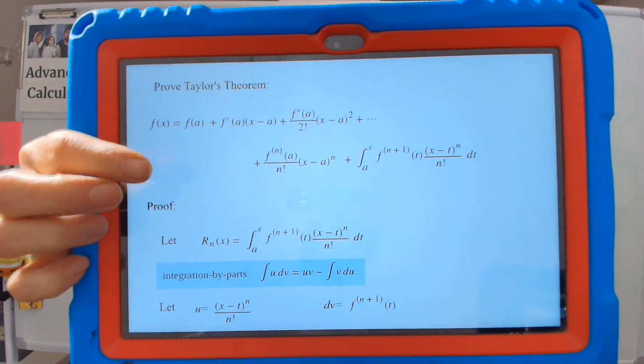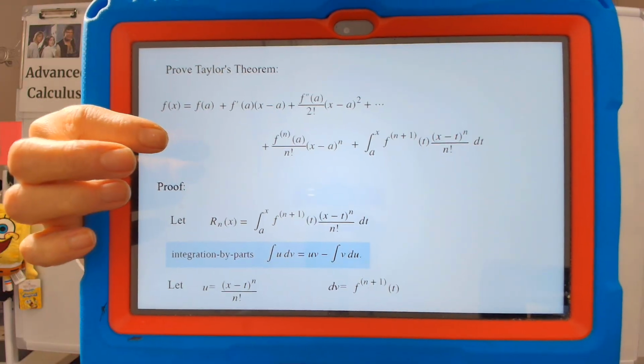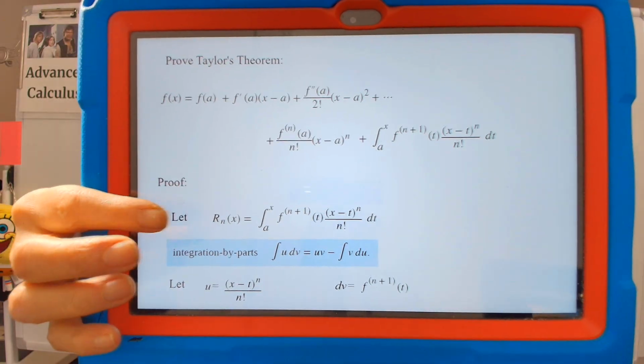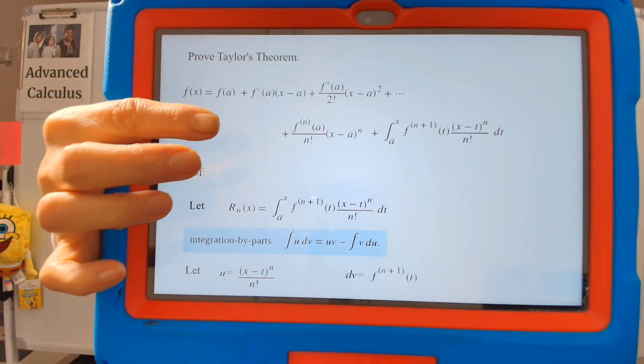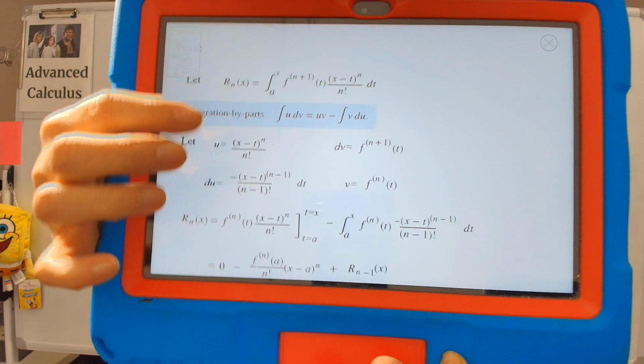Okay, a bunch of stuff added together, plus the integration at the end. But this is what we're trying to prove. Now to prove it, first we let our n equal that thing at the end there. Okay, and then we'll apply integration by parts like it says.